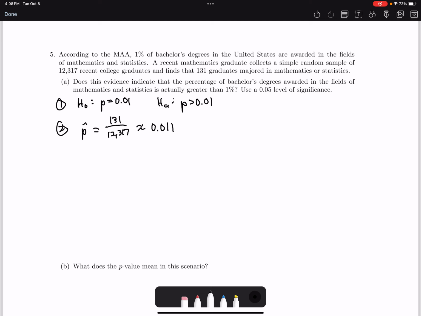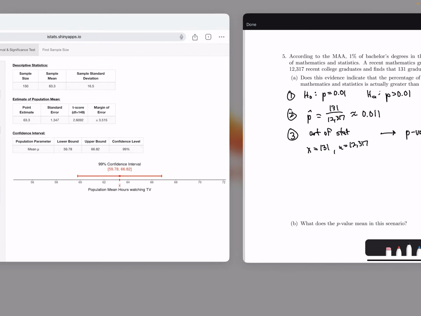Now, right off the bat, I'm going to say this does not seem like a substantial difference. However, our sample size is so large that we will probably reject the null hypothesis here. So let's see if my intuition is correct on this matter. We'll compute the p-value by going to Art of Stat. We'll enter 131 for the number of successes and 12,317 for the number of trials, and let's see what the p-value is. I could be wrong. Maybe the p-value is not so large, or not so small.